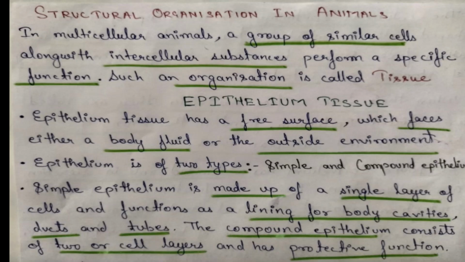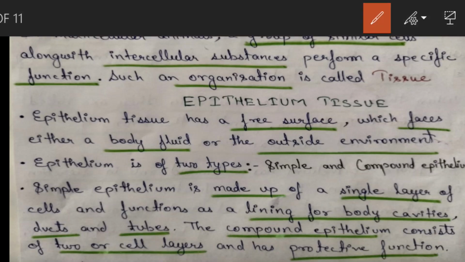Epithelium tissue has a free surface which faces either a body fluid or the outside environment. Epithelium is of two types, simple and compound. Simple epithelium is made up of a single layer of cells. You have to remember this. Simple epithelium is made up of a single layer of cells and functions as lining for body cavities, ducts and tubes.